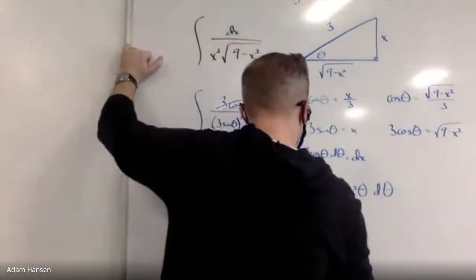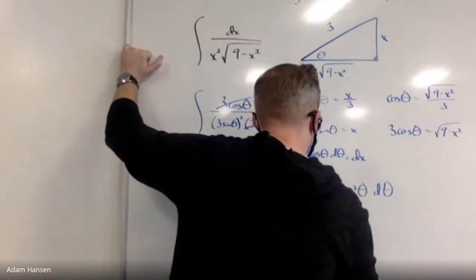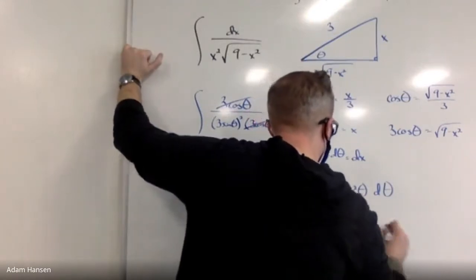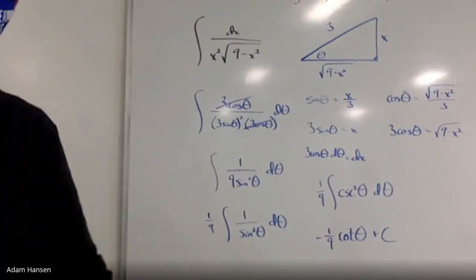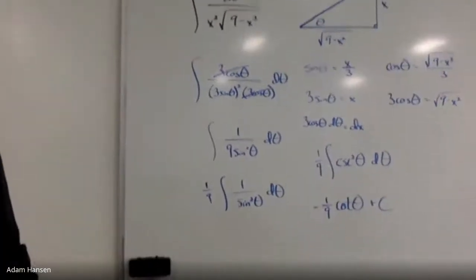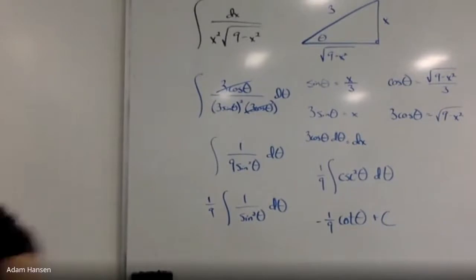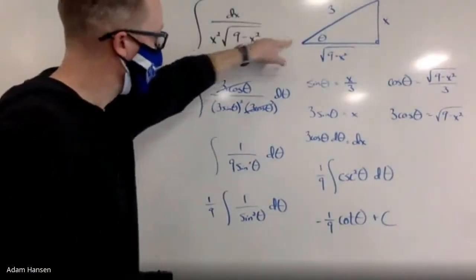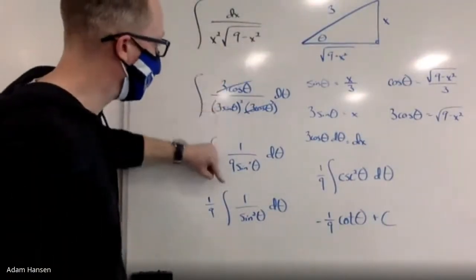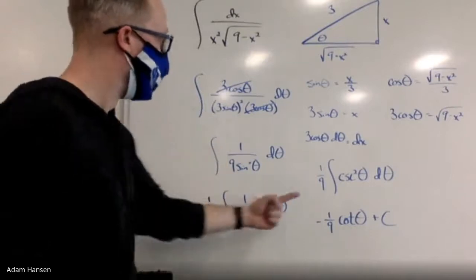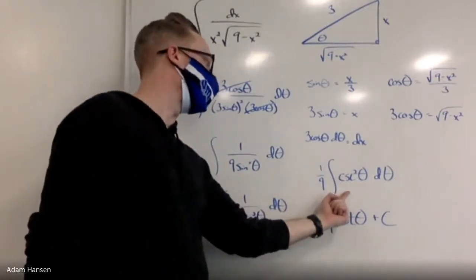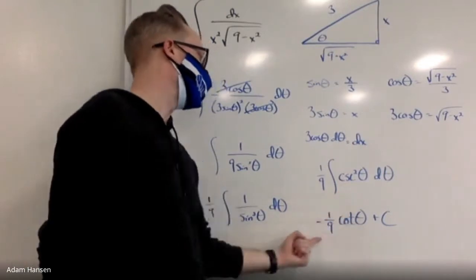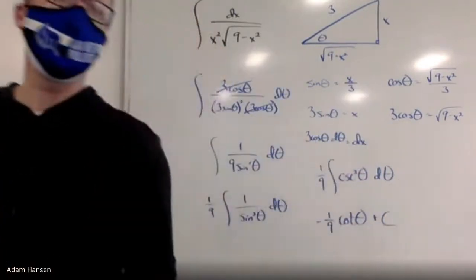So negative 1/9 cotangent theta plus c. I wrote my integral in terms of theta using this triangle that allowed me to simplify some of these different trig values and trig expressions to be able to evaluate my antiderivative. Antiderivative of cosecant squared is negative cotangent. So now I've got negative 1/9 cotangent theta plus c.